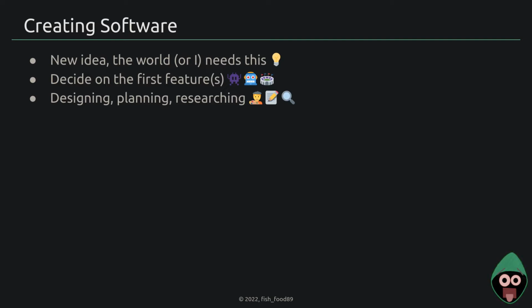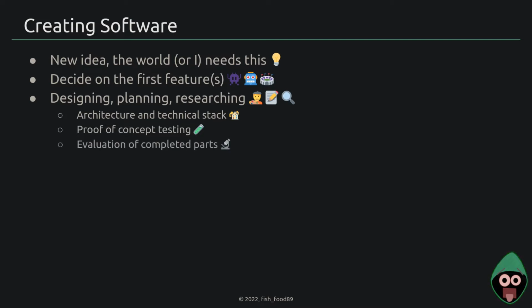So, things that belong to designing, planning, and researching are the software's architecture and technical stack, proof of concept testing for the various smaller solutions that build towards the larger software, evaluation of completed parts. Do they make sense? Are they working as expected? And how is it affecting the architecture and technical stack of the software? Implementing the development workflow from ideas to testing.